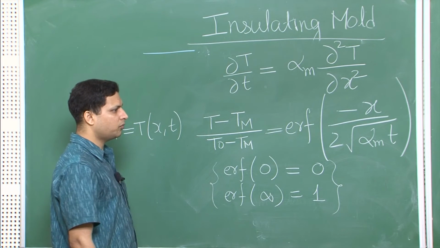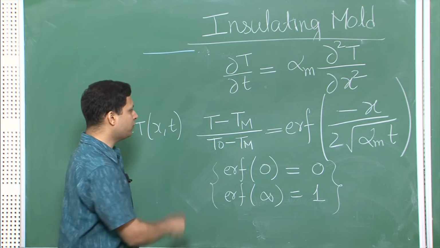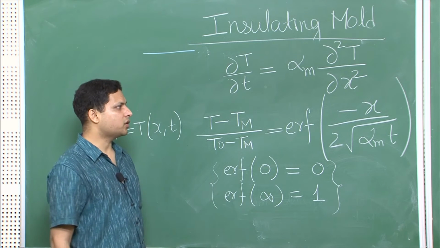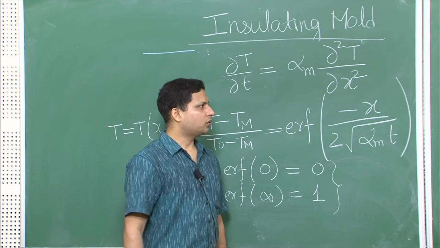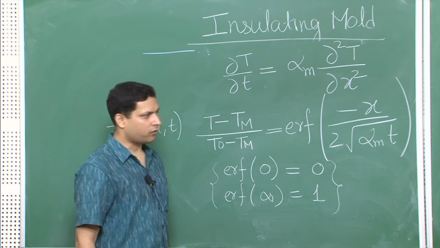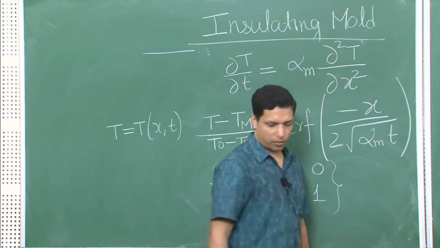So now let us move on to the next stage. We have the form of the equation for this insulating mold condition. Why not make use of it to get some more information from this? So what is that information? We will see.